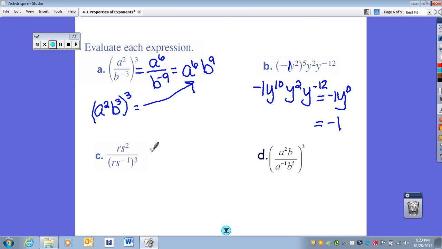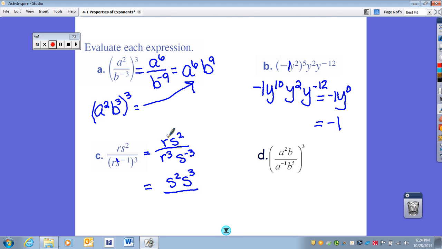In the next example, I'm going to simplify first. But remember, these problems can be done in more than one way. So I'm going to bring the exponent of 3 into each part of this expression. So this r has an exponent of 1 times 3 would be r to the 3rd. And then I have s to the -3 power. So to simplify, I'm going to move the s's to the numerator. So I have an s squared and an s to the 3rd in the numerator. And I have an r and an r cubed in the denominator.